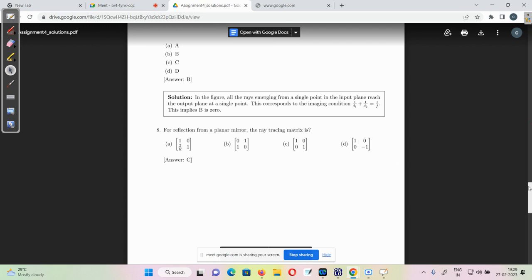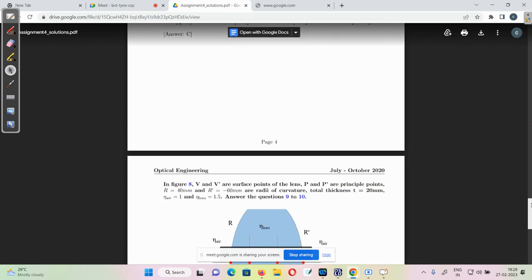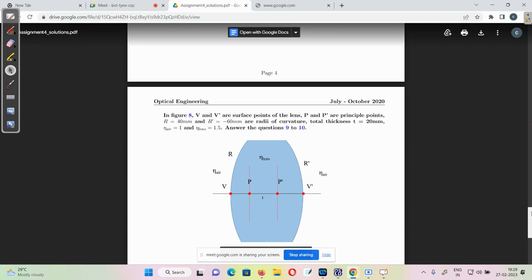1, 0, 0, 1. Now the question. In figure 8, V and V prime are surface points of the lens. P and P prime are principal points. R is equal to 40 mm and R prime is equal to minus 60 mm, and the thickness T is equal to 20 mm, the refractive index outside is 1, and the refractive index of the lens is 1.5. Answer questions 9 to 10.